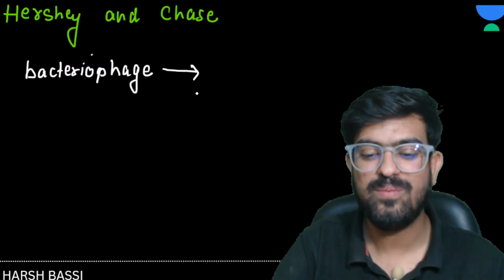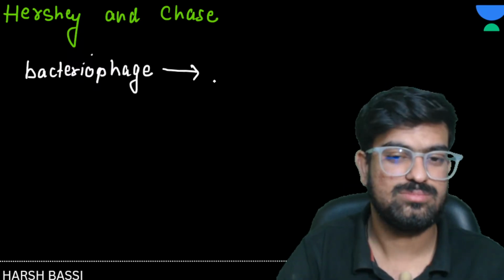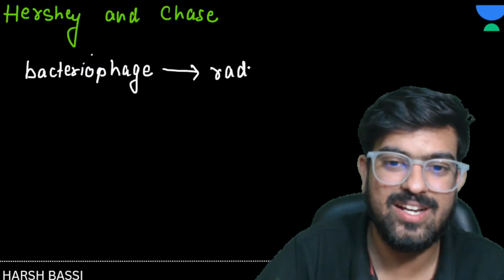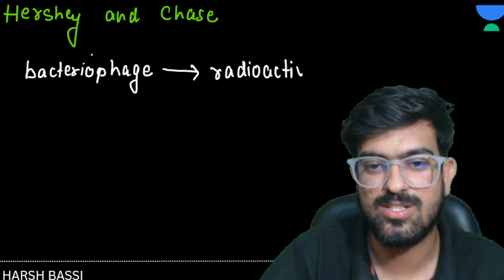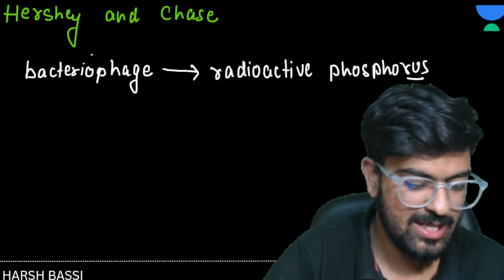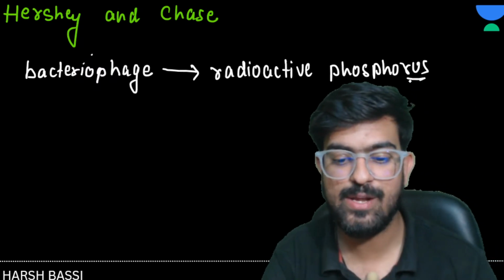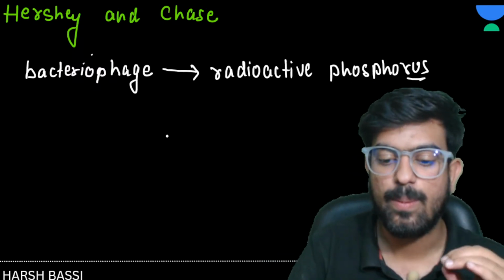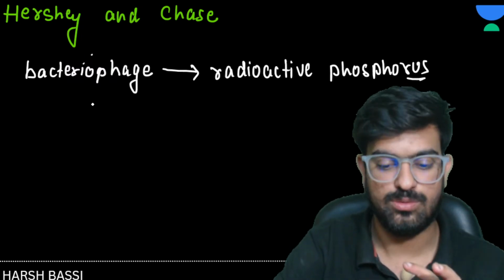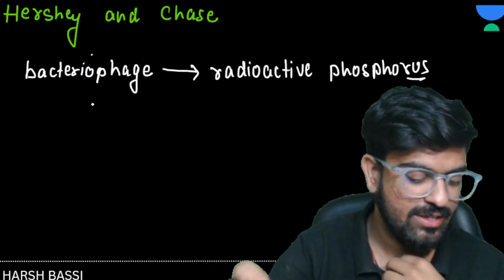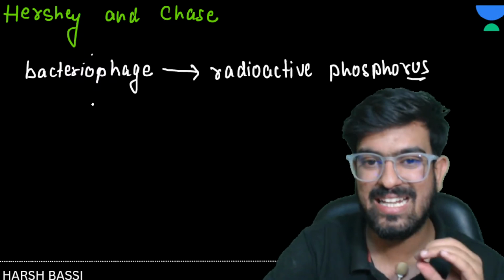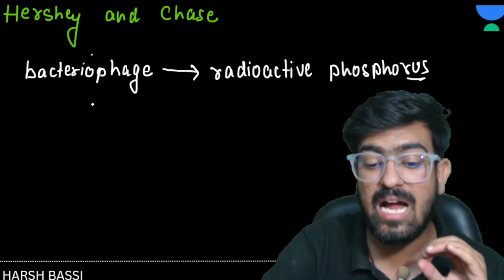They used radioactive phosphorus. Clear? Now, in one culture, they also used sulfur. So they used radioactive phosphorus and radioactive sulfur. But when and where did they use them? Let's check that.